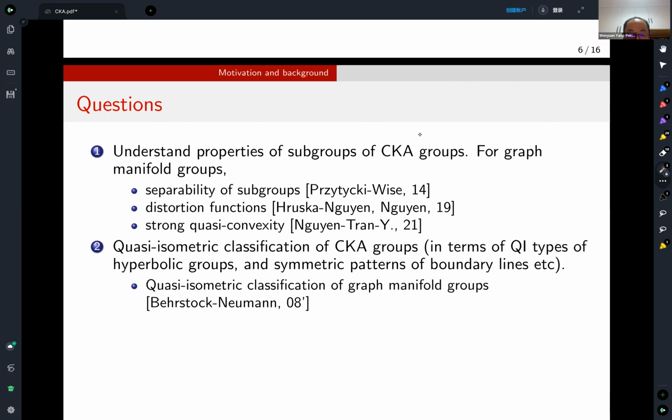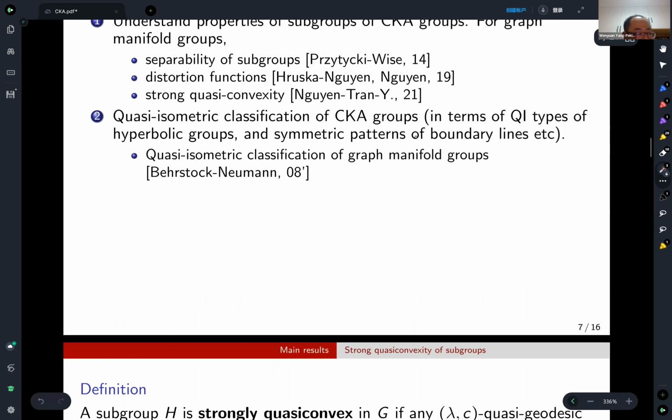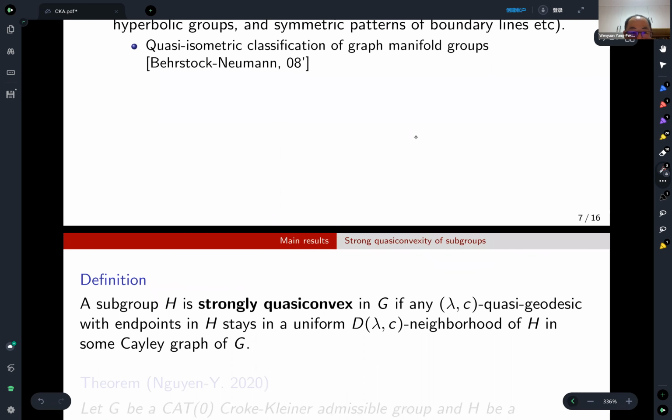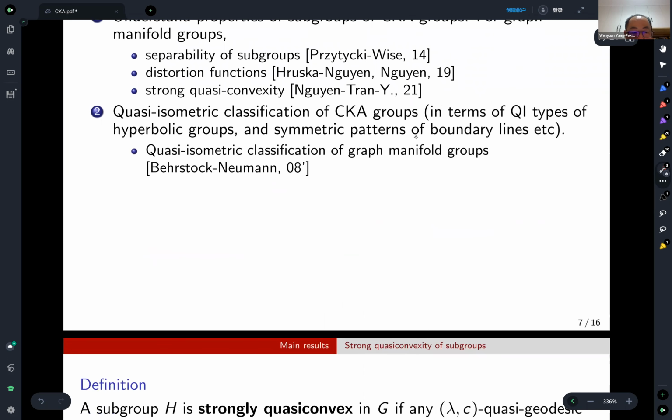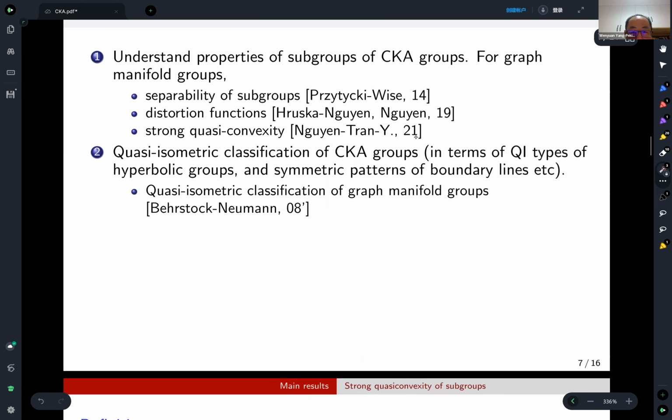So this is possibly some data you need to classify: give a quasi-isometric classification of these groups. In graph manifold groups, this is already done by Stock and Nguyen. So we can follow some routes in this direction, and I want to describe some progress. Okay, so now let me introduce our first route about the subgroups of CKA groups.